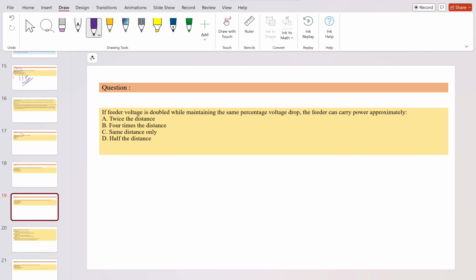I will explain that. That's true. Voltage regulation is correct. All of you are correct. Try to solve this problem.